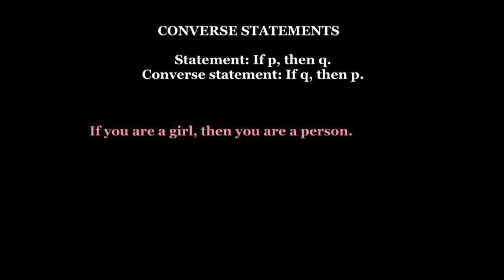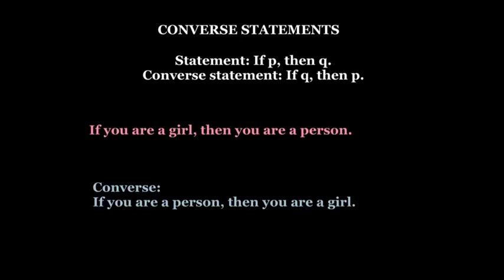So for example, here's a statement. It says if you are a girl, then you are a person. And this, of course, is a true statement. Okay, so you are a girl, that's my P, and you are a person, that's Q. Okay, so to write the converse of this statement, we're just going to switch P and Q.